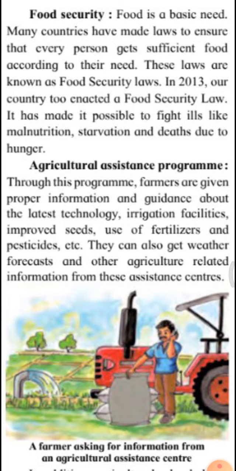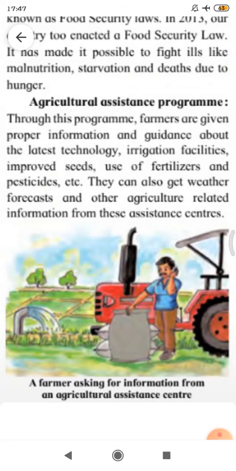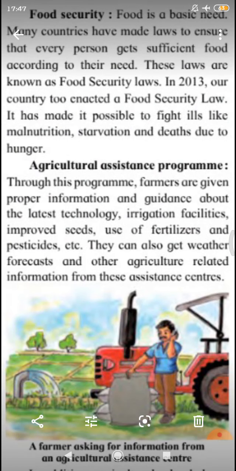Children, now we'll see about the agricultural assistance program. Okay, what is this program actually? Through this program, farmers are given proper information and guidance about the latest technology, irrigation facilities, improved seeds, use of the fertilizers and pesticides, etc. Children, they can also get weather forecasts and other agriculture related information from these assistance centers.